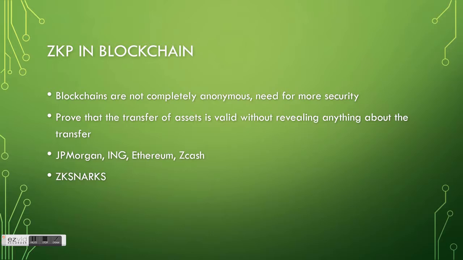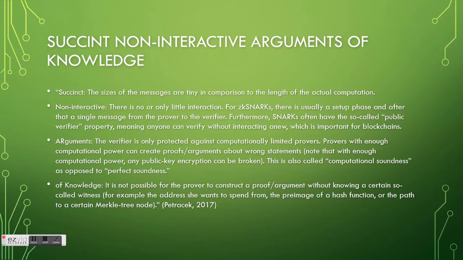Banking regulatory requirements are starting to require privacy and security of the users. Large companies such as JP Morgan and ING, who use Ethereum and a new Zcash blockchain, use a new security measure called ZK-SNARKs. ZK-SNARK stands for Succinct Non-Interactive Arguments of Knowledge.